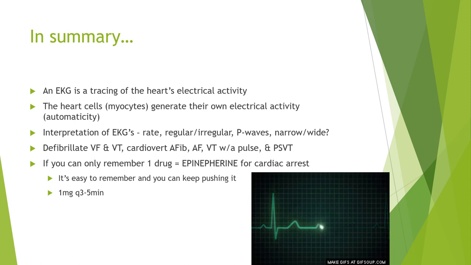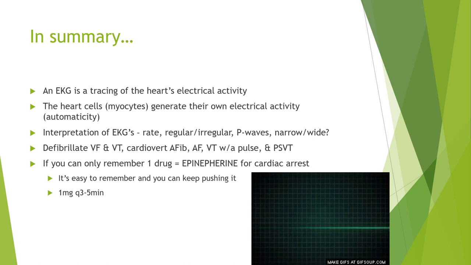The heart cells, or myocytes, generate their own electrical activity. They have automaticity. This is why there can be multiple areas that are firing in different areas of the heart. You can have multiple areas in the atria causing AFib or a flutter. You can have multiple areas of the ventricles firing, causing ventricular tachycardia or ventricular fibrillation.